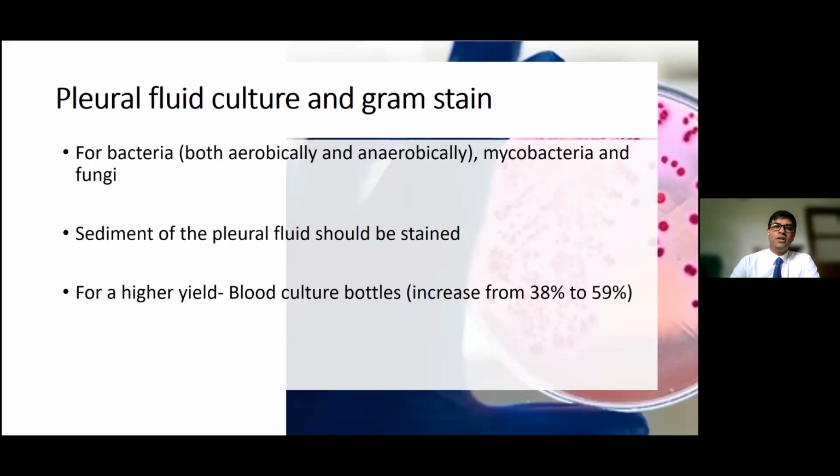With regard to pleural fluid culture, it should be done for bacteria, mycobacteria, and fungi. And the culture should be done from the sediment of the pleural fluid. And for a higher yield, you can incorporate this pleural fluid in blood culture bottles to increase the accuracy from 38% to 59%.